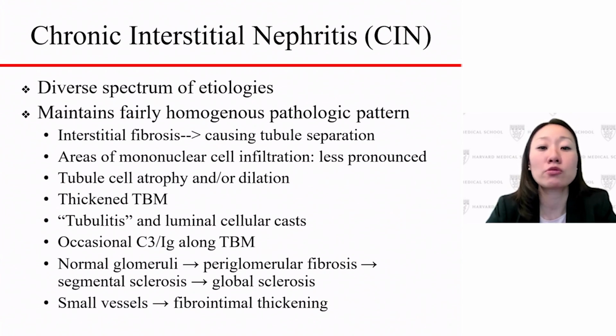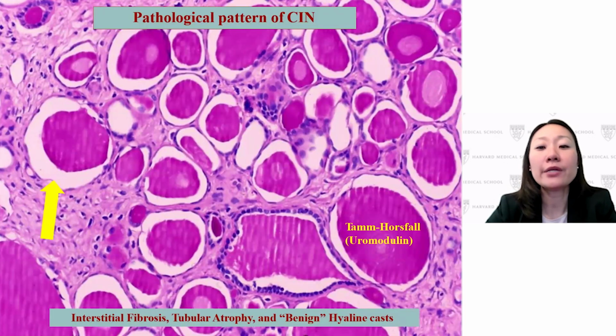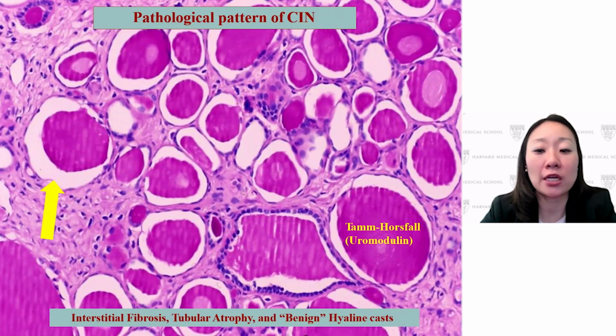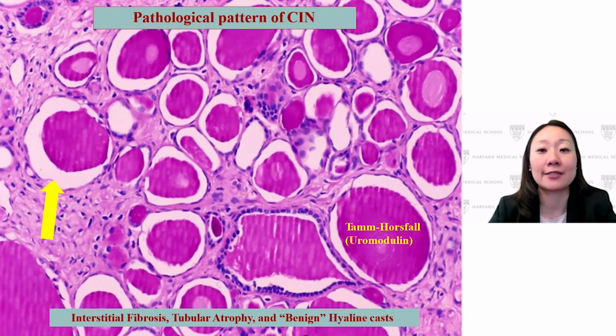And these are the most common features of chronic interstitial nephritis, including interstitial fibrosis that causes tubule separation, tubule cell atrophy and/or dilation, tubulitis and luminal cellular casts, and we can also see fibrointimal thickening. Here is a slide showing some of these changes, including interstitial fibrosis, tubular atrophy, as well as benign hyaline casts.